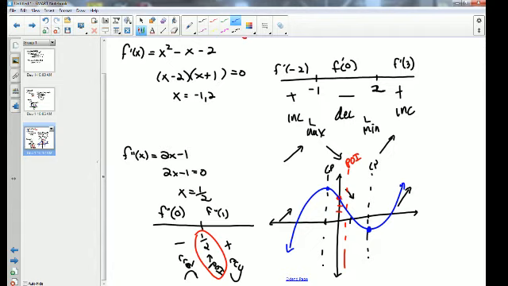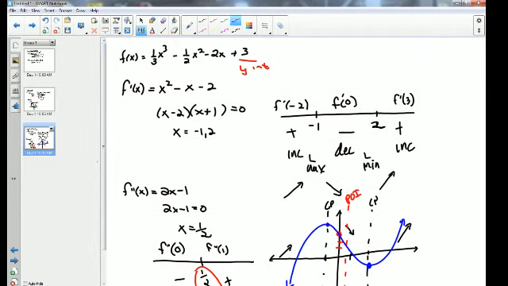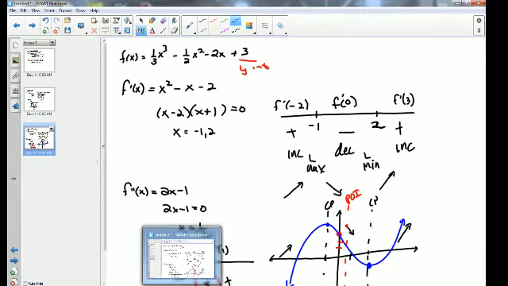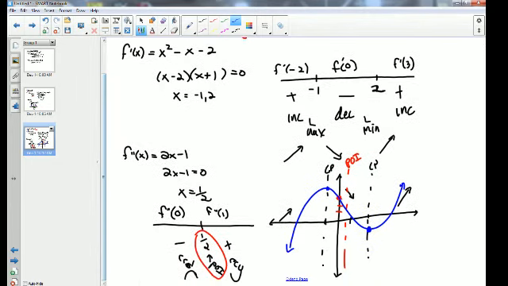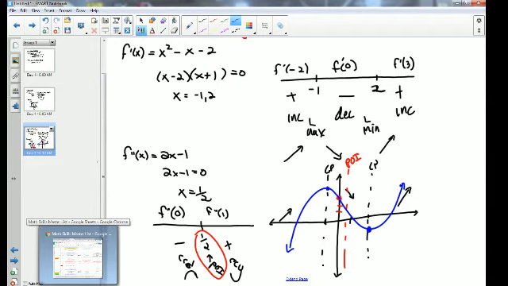It's the constant. So if you're looking at a quadratic, the y-intercept is the constant. The y-intercept is the constant. So this is the one we're sketching. That's pretty much how we handle sketching graphs.